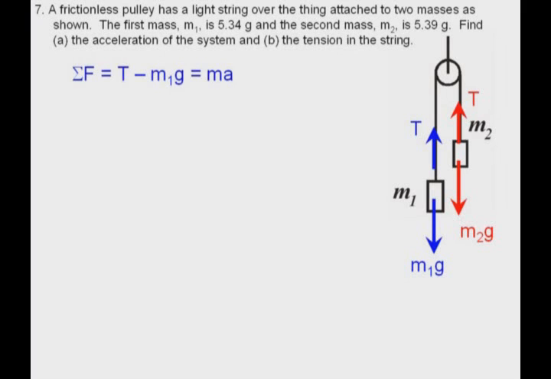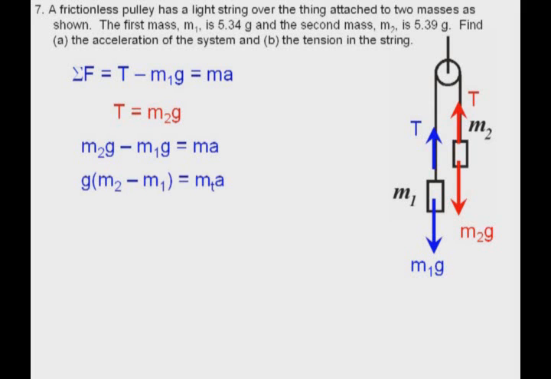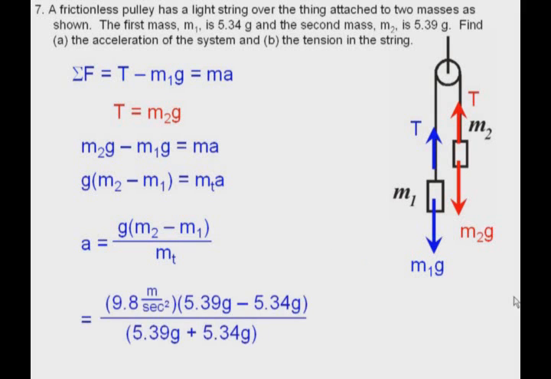For the first object, sum of the forces, we have tension pulling up and gravity pulling down, and that's going to equal ma. And that tension is the same tension that's over on this string, which is coming from this other mg. So I'm going to substitute that mg in place of the tension. And then we're going to rearrange this for a. I'm factoring the g out of the left side, and then I'm going to divide by the mass on the right side. Plugging in the numbers, I got 0.0457 meters per second squared upwards.